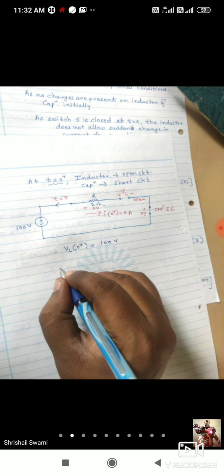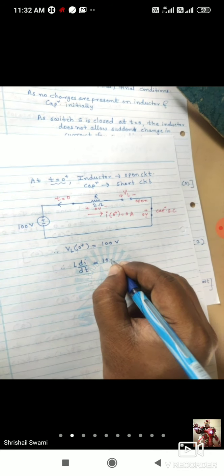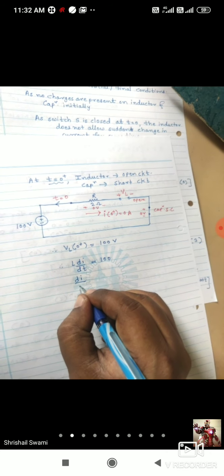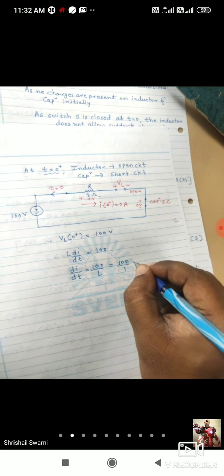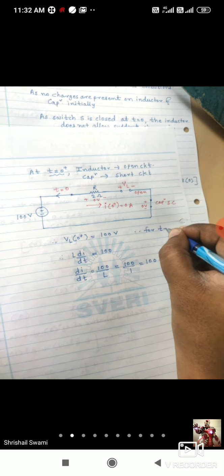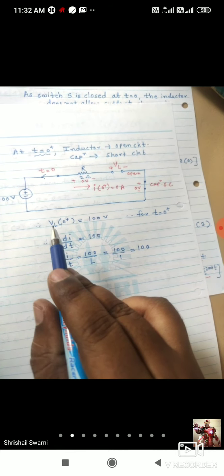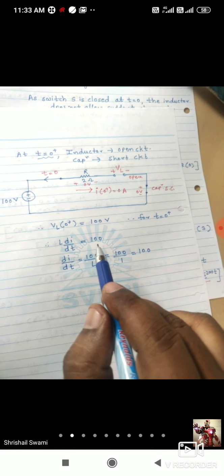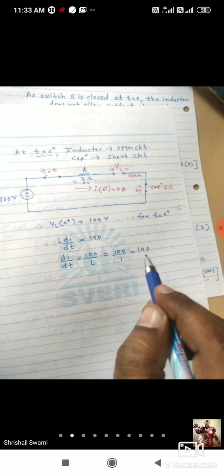So VL means what? L into di by dt is equal to 100. So di by dt is equal to 100 by L. So L value is 1 Henry. So 100 divided by 1 is equal to 100. So this is for t as 0 plus. Okay, जेव्हा t 0 plus असतो तेव्हा VL of 0 plus is 100 volt. So VL means what? L into di by dt. So that is equal to 100. So di by dt is equal to 100 by L, that is 100 by 1 is equal to 100.